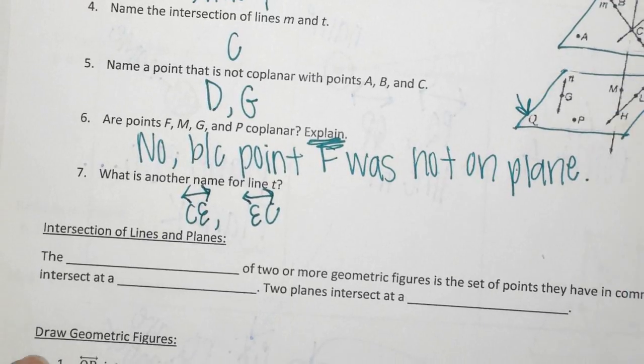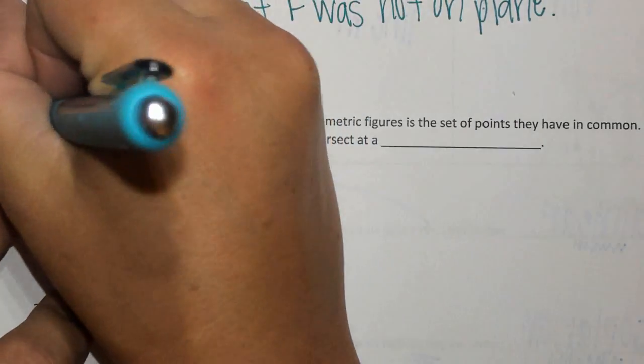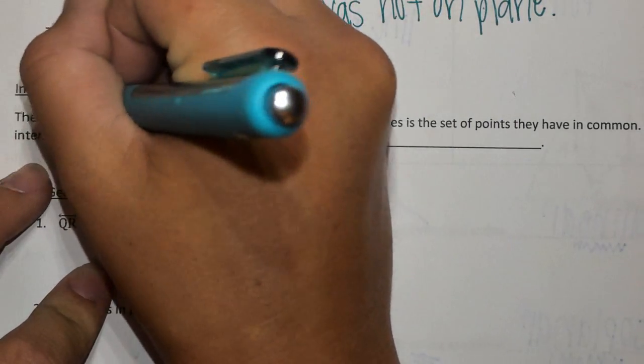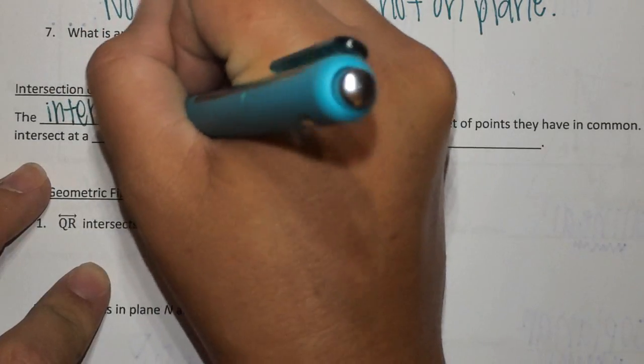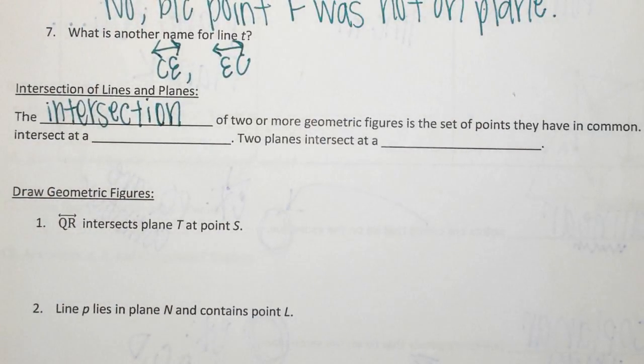Alright, the intersection. So the next blank is intersection. The intersection of two or more geometric figures is a set of points they have in common. Okay? What does it say over here? Two lines. What did we already say? Two lines intersect at a what? Point. Write that down. We already went over that one.